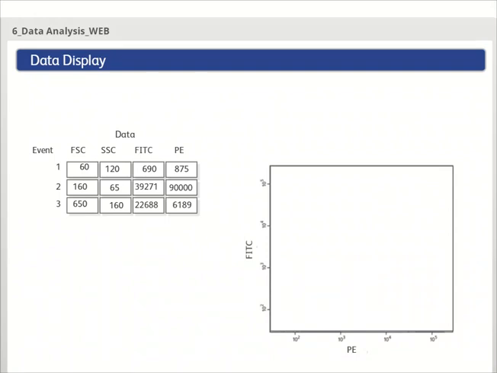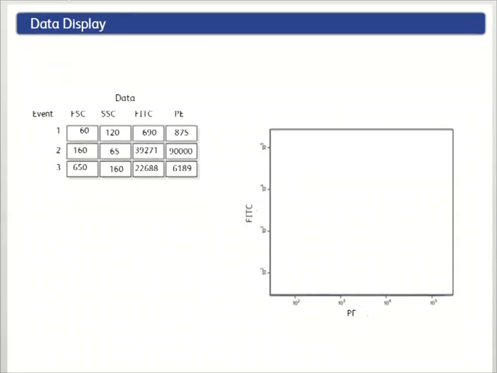When the computer saves data from the cytometer, it is saved as a list. The numerical values for each cell's measurements are saved. Data can be displayed in different plot types by plotting the numerical values. For example, in a dot plot, two parameters are plotted against each other.